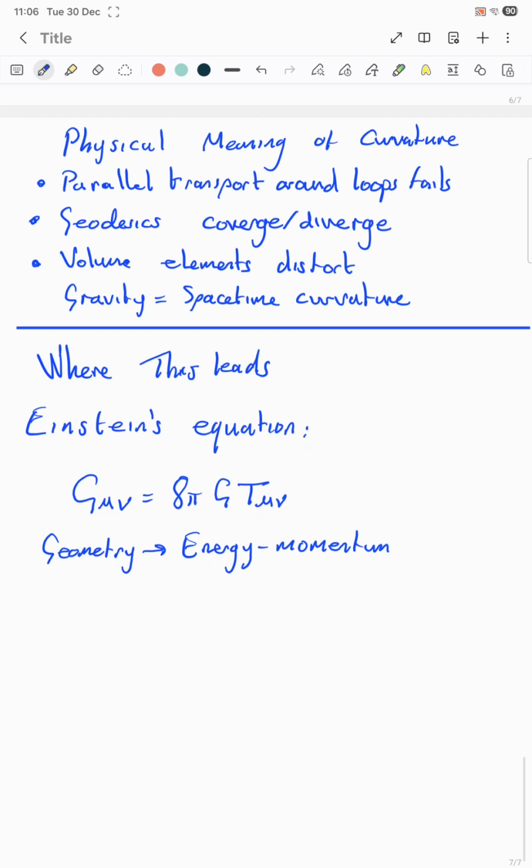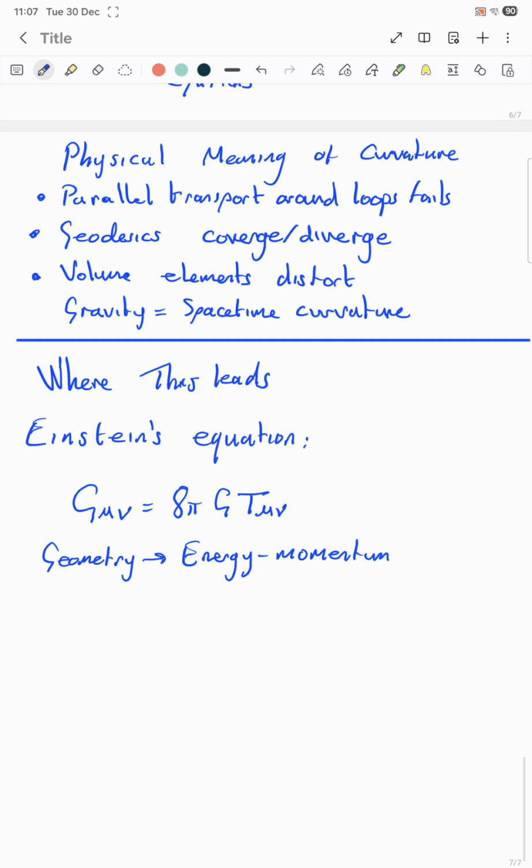Now the physical meaning of curvature. Parallel transport around a loop fails and geodesics converge or diverge. Volume elements distort. Gravity equals space-time curvature. Where this leads, Einstein's equation here, where energy is energy and momentum. Geometry is energy and momentum.